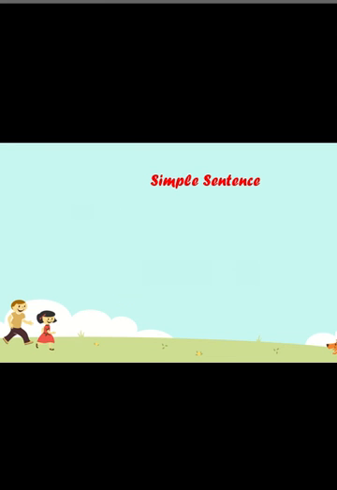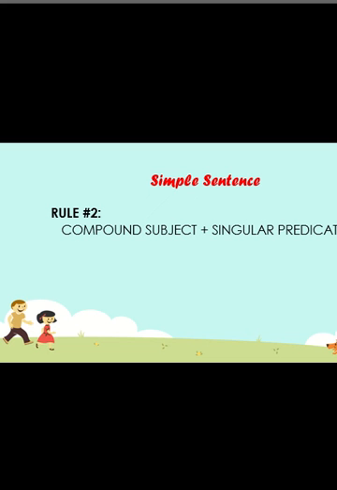Okay, let's move on. We have rule number 2, that is compound subject plus singular predicate. Now, when we say compound subject, we have two or more subjects. Ibig sabihin, more than one subject. And for singular predicate, iisa pa rin yung predicate natin.